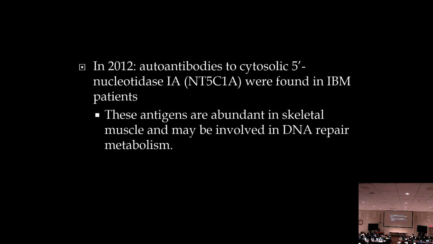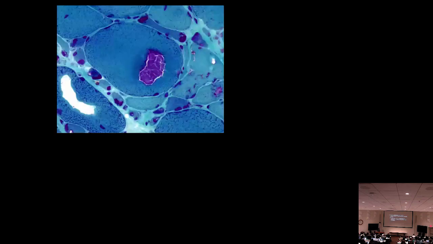Now, thankfully, there is a blood test that came out in 2012, and it's just in the last couple of years that we're able to do this commercially. Antibodies have been found against cytosolic 5-nucleotidase 1A, and these are antigens that are in skeletal muscle. It's thought they have something to do with DNA repair metabolism, not entirely clear, but these are found in patients that have inclusion body myositis. And I put the sensitivity and specificity there in your handout. They're pretty good. They can be positive in other conditions, so they need to be interpreted in context: you look at the patient and say, yeah, I think the patient has IBM, and then if the blood test is positive, that would support your diagnosis. So we're doing this more and more now to confirm.